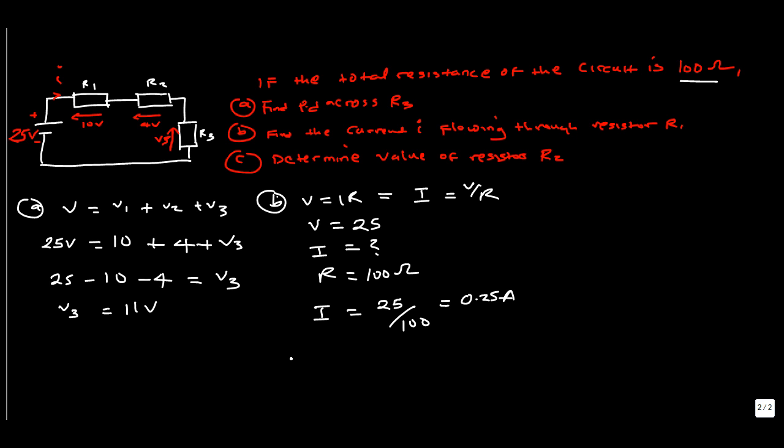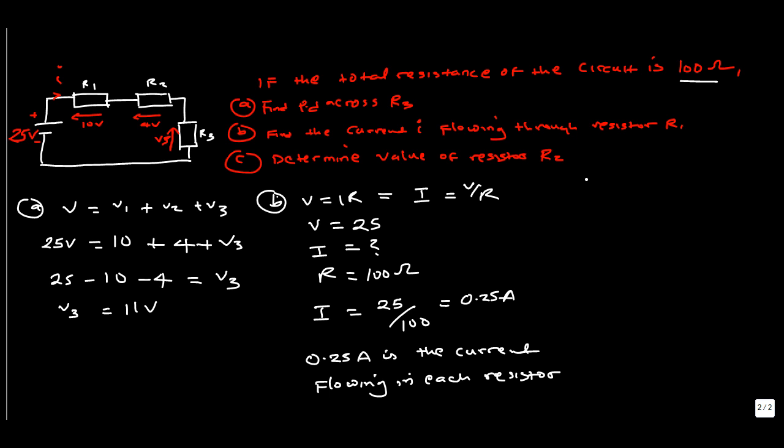Because we know that we're dealing with a series circuit, we can easily write that 0.25 amps is the current flowing in each resistor. So that's basically it for part B.